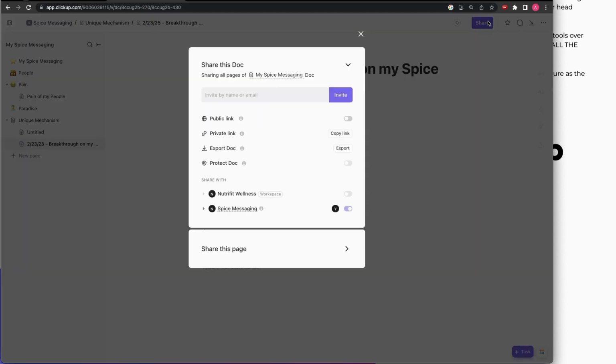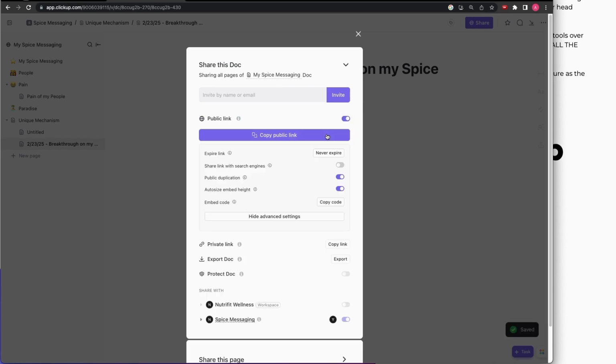If you wanted to share, there's a share button on here, and so you could have a public link, and then you can share a public link that way. There's a private link as well. I don't know what the private link is. You can just put your mouse over here and look at that.